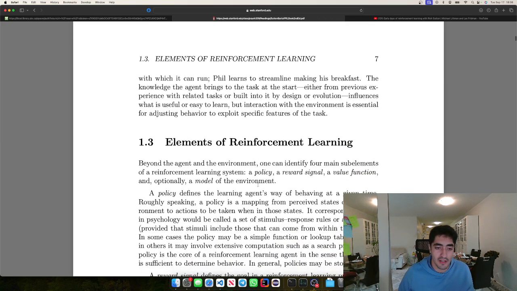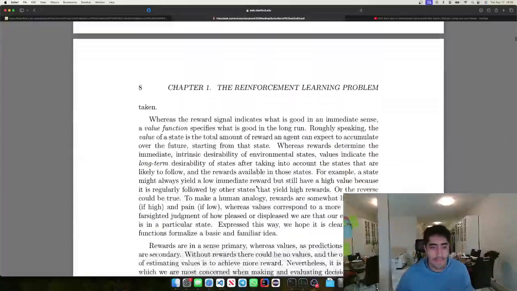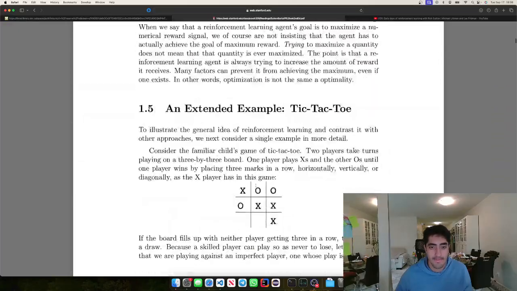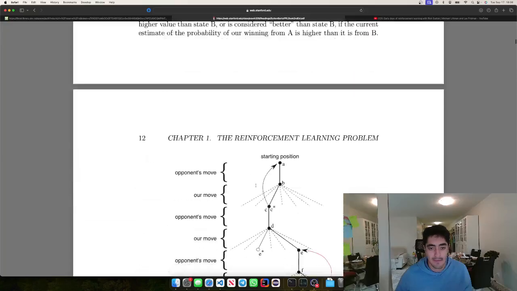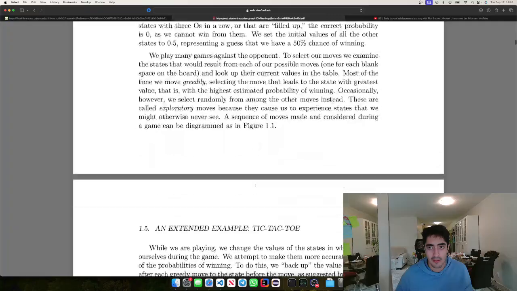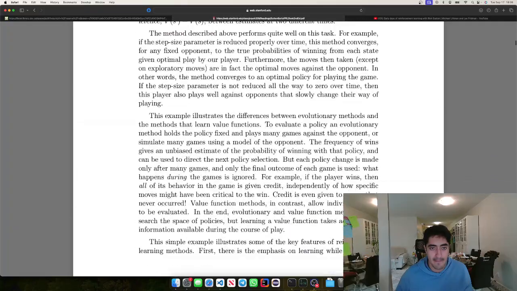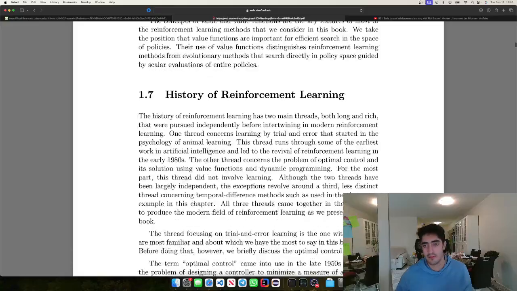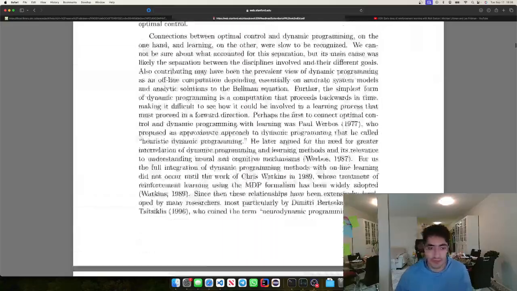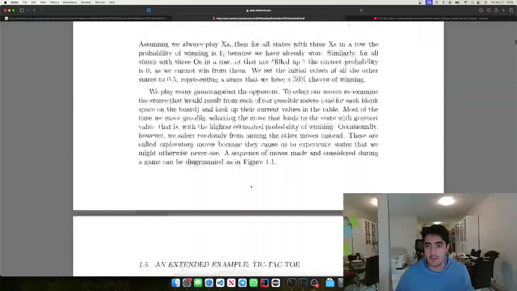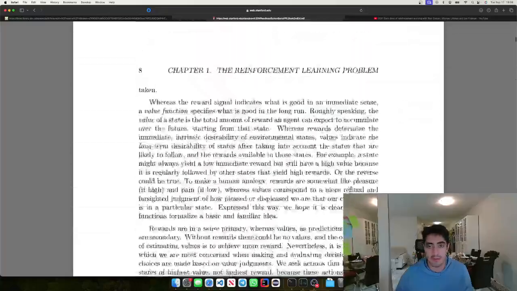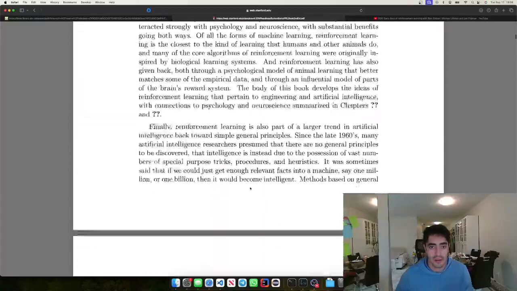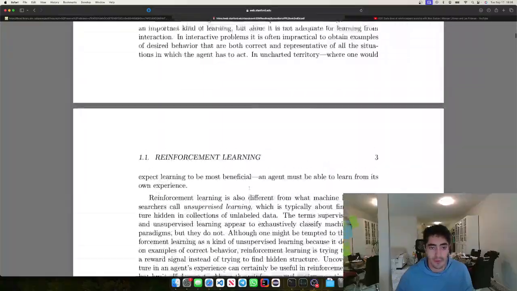Elements of reinforcement learning. Okay. Go to tic-tac-toe. And then we go to history of that. Right, perfect. It was 1.2, wasn't it?